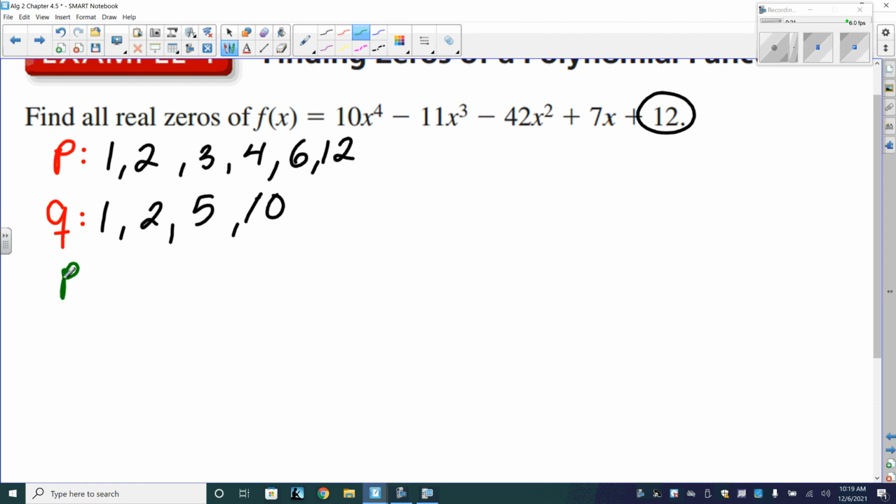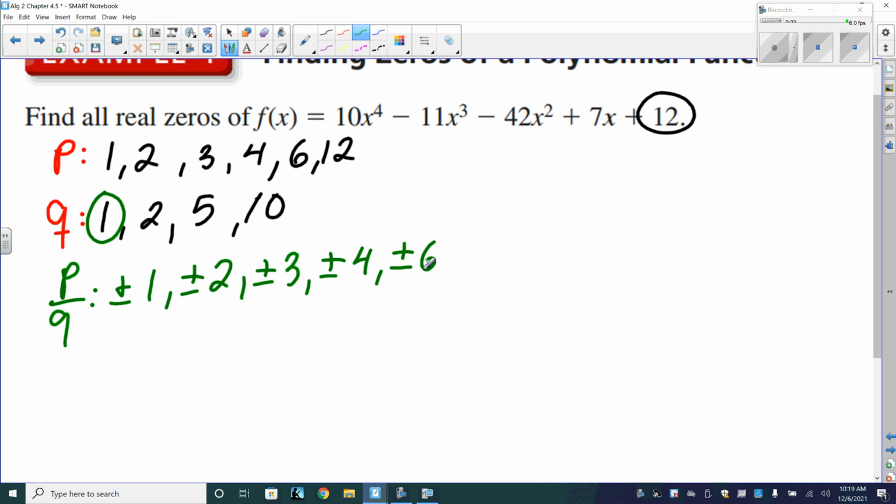Our possible rational zeros is going to be p over q, and we'll have plus or minus in front of all of them. Now, personally, I start out with 1, where q is 1, and we're just going to divide each thing by 1. Well, anything divided by 1 is just whatever we have. So we'll have plus or minus 1, plus or minus 2, plus or minus 3, plus or minus 4, plus or minus 6, and plus or minus 12. So we're really just going to relist all the factors of p with a plus or minus.